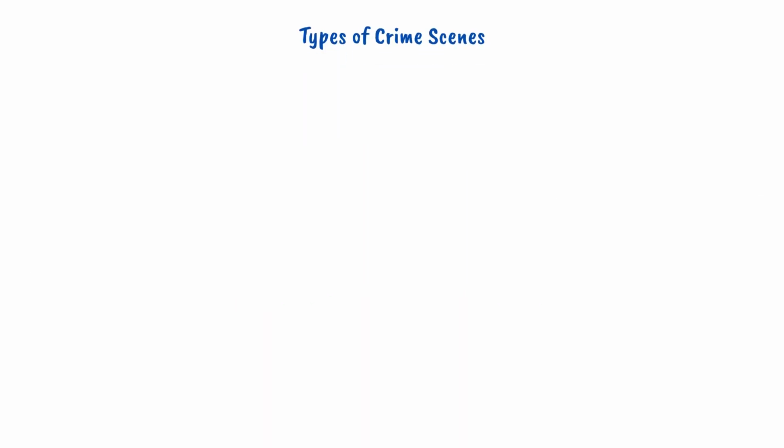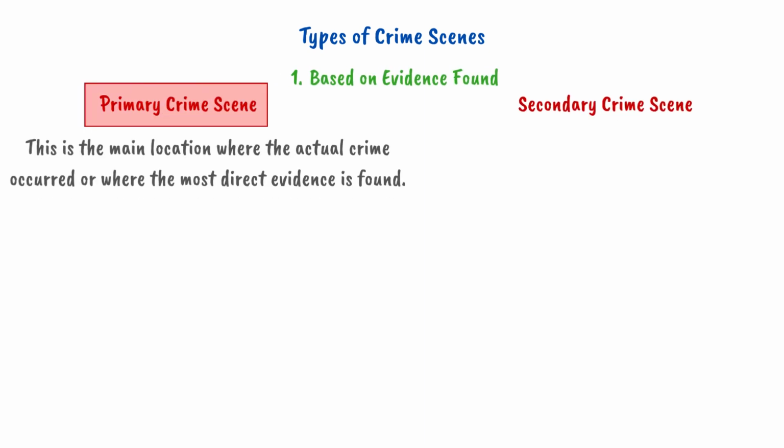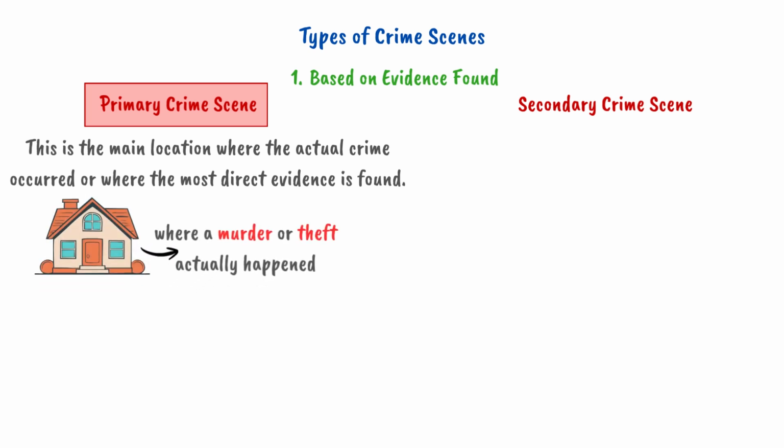Types of crime scenes. Let's break it down step by step. Based on evidence found, primary crime scene. This is the main location where the actual crime occurred or where the most direct evidence is found. For example, the house where a murder or theft actually happened.